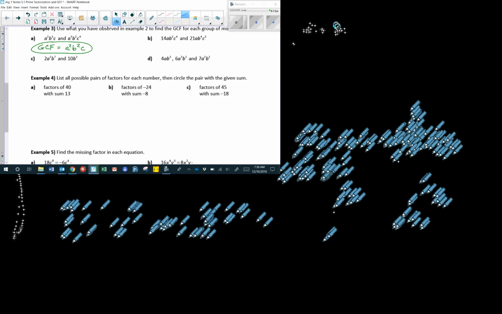In B, we have a numerical and a variable factor part to each of the monomial expressions. So we'll want to write the greatest common factor of 14 and 21. 14 and 21 are both divisible by 7. That's the greatest common factor of both of those. Now we'll list the factors of A. Each factorization has a factor of 1A, so we'll leave that as A to the 1 in the GCF. And then for factors of B, the lower of the two exponents is B squared. And then for factors of C, the lower of the two exponents is C cubed.